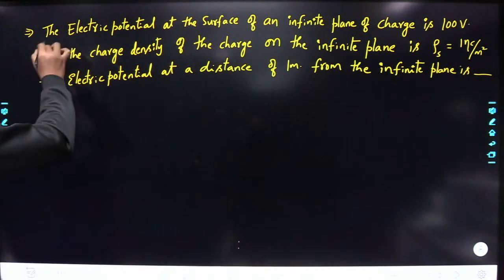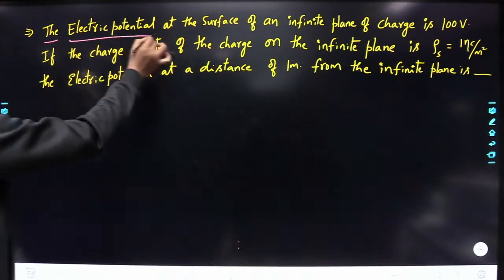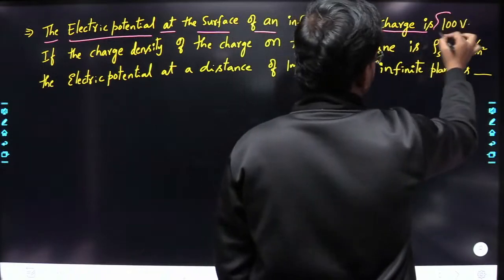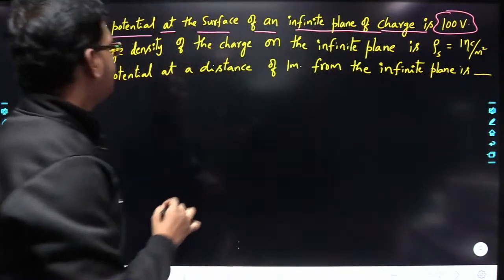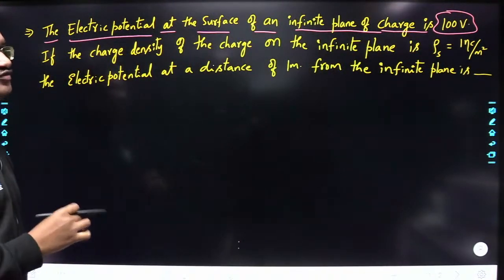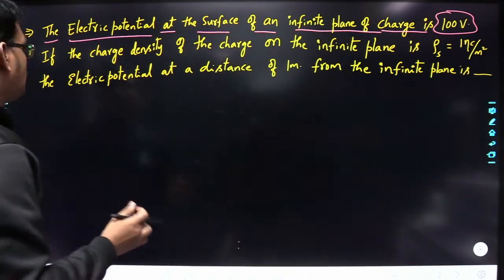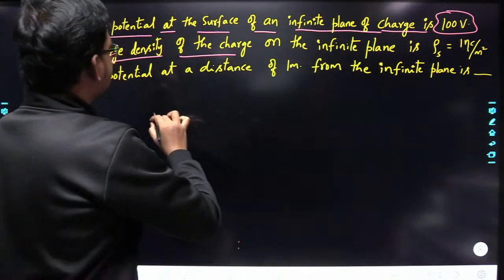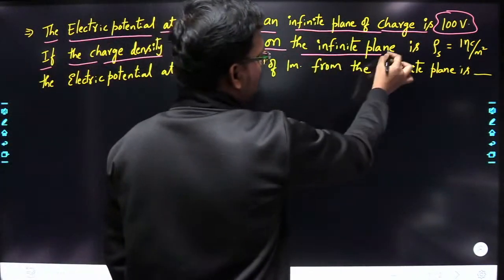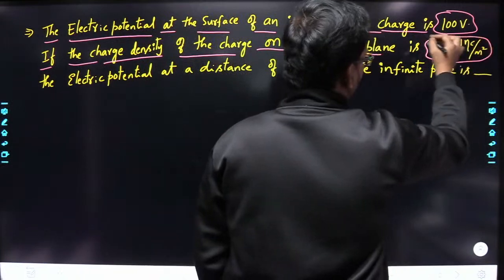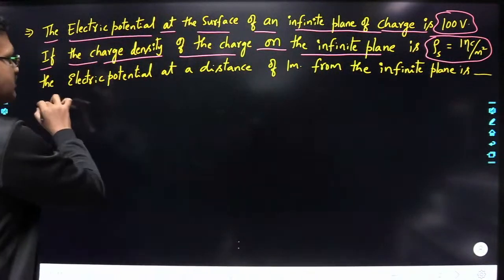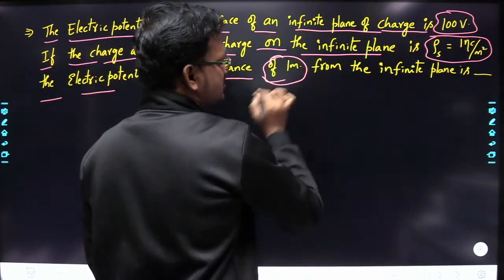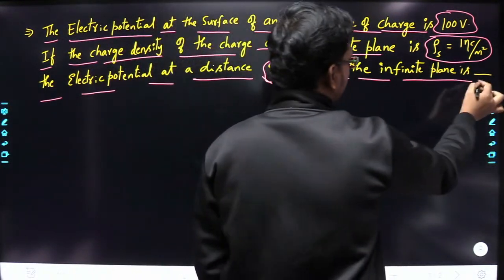See this problem here. What have they given? The electric potential at the surface of an infinite plane of charge is 100 volts. If the charge density on the infinite plane is rho s equal to 1 nanocoulomb per meter square, the electric potential at a distance of 1 meter from the infinite plane is.